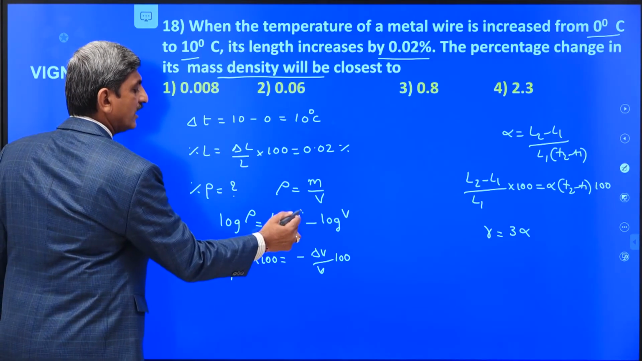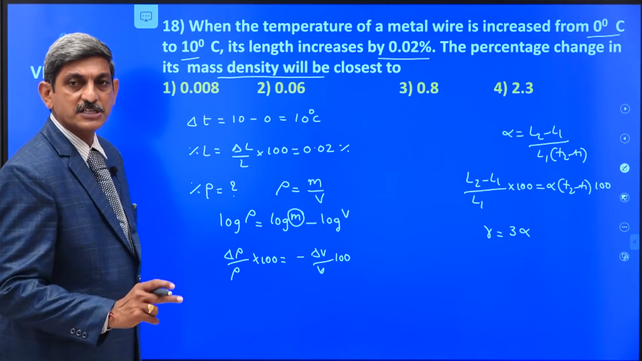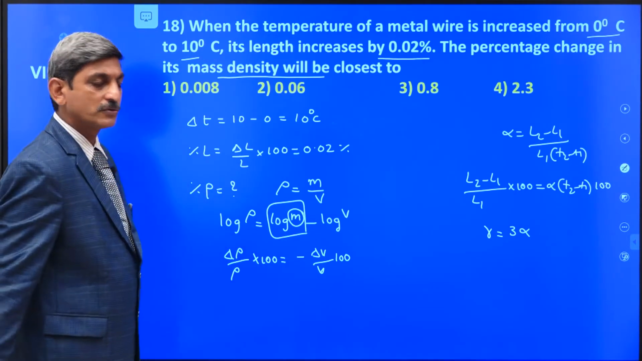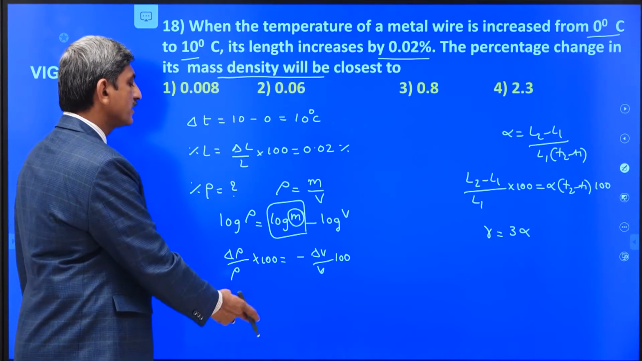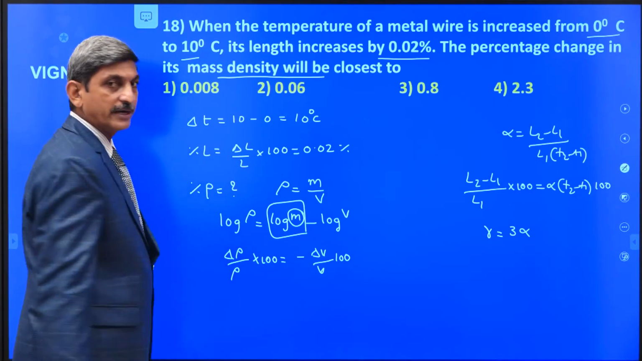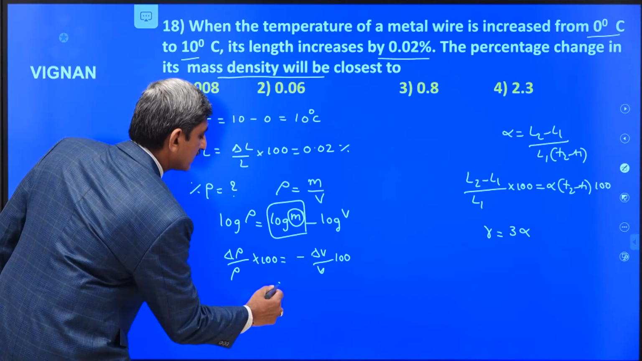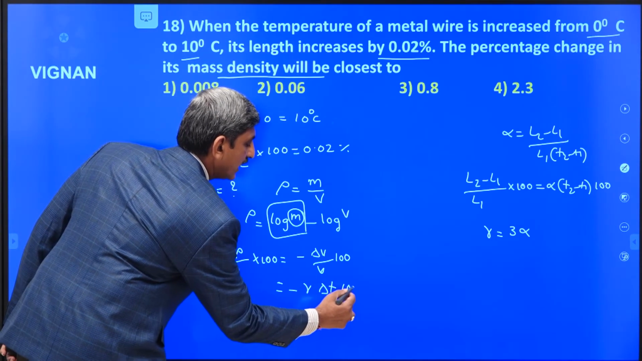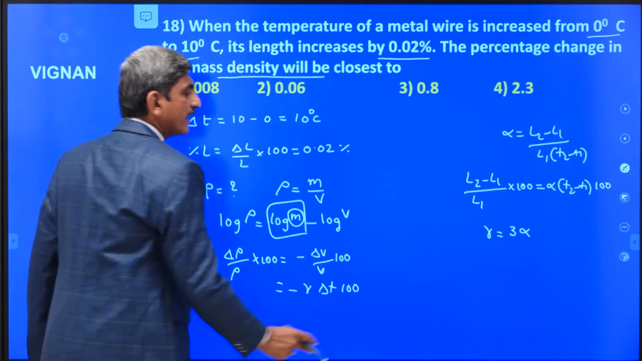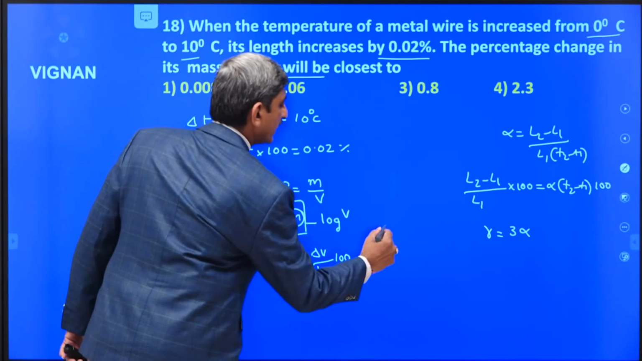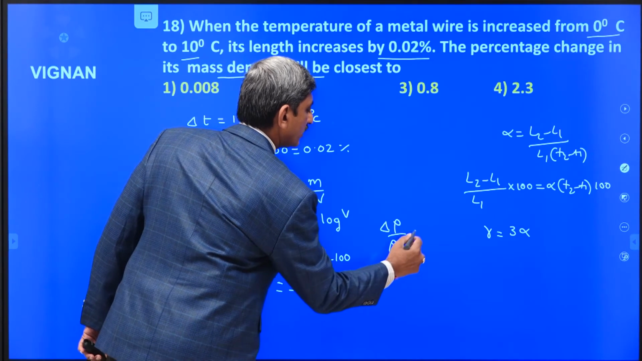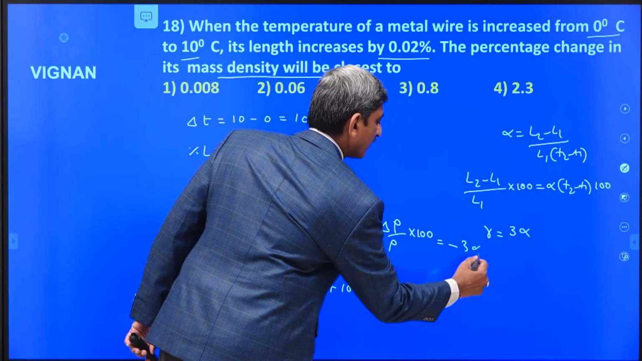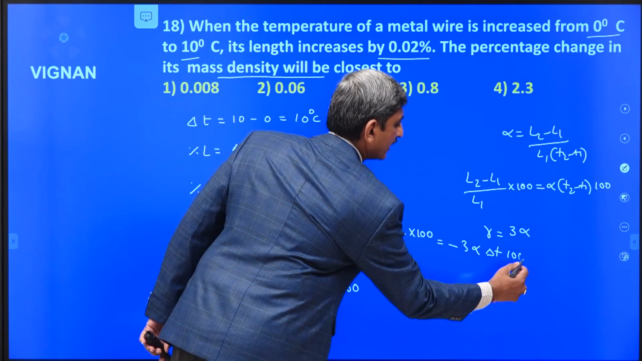Here, the mass of the body is constant. The differentiation of a constant is 0. That's why when you differentiate this term, the differentiation is equal to 0. So we have delta rho by rho into 100 = minus delta v by v into 100. So we can write it as minus gamma into delta T into 100. But we know that gamma = 3 alpha, so we can write delta rho by rho into 100 = minus 3 alpha delta T into 100.